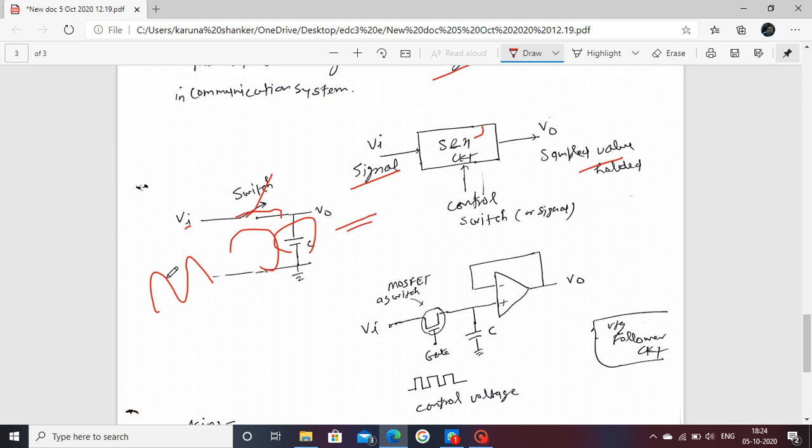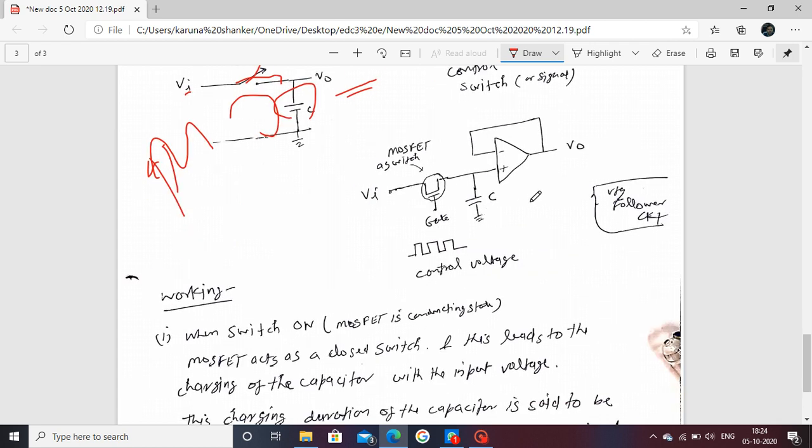Suppose a sample value is taken here. Next time the switch is closed again, the capacitor is charged and the output is obtained. Again the switch goes on and off: when on, it samples; when off, it holds the value. Then again on, sample; next time off. This on and off procedure of the switch is how the input signal is sampled. This is also shown with an op amp.